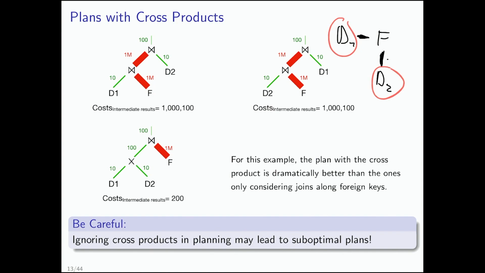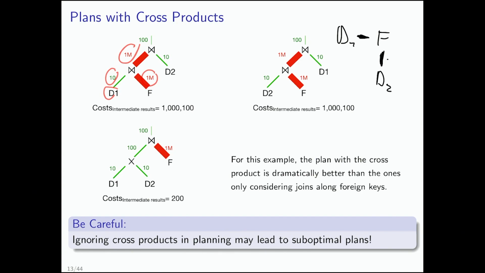That's why I'm using a capital D, dimension tables tend to be very small. You see that here I made it up like, okay, this D1 only has 10 tuples. This F relation has 1 million tuples. And then you do the join and you have another 1 million tuples. I don't have any selections here on the leaf level.